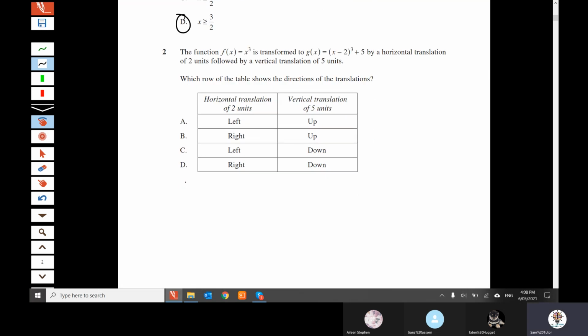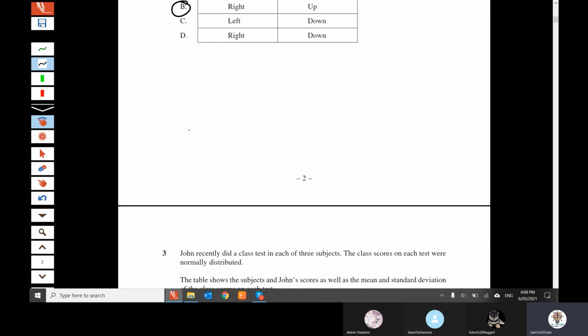Question 2. The function f of x equals x cubed is transformed to g of x equals x minus 2 all cubed plus 5 by a horizontal translation of 2 units followed by a vertical translation of 5 units. Which row of the table shows the directions of the translations? If it's a horizontal translation of 2 units, would you have moved to the left or to the right? To the right, and then if you're going to go up 5, then it's actually up 5. All right, next page.